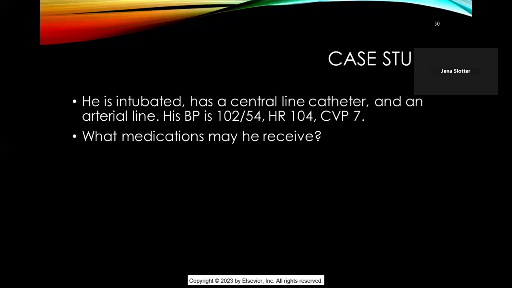He's intubated, has a central line and an art line. His blood pressure is a little bit better, heart rate's a little bit better. CVP is 7. So thinking about medications that he might take, a lot of the stuff that we just talked about, so I won't go over that again. I am starting to lose my voice already, so I'm going to move on. I don't need to repeat, but there is a good table in the book with some of those medications as well.